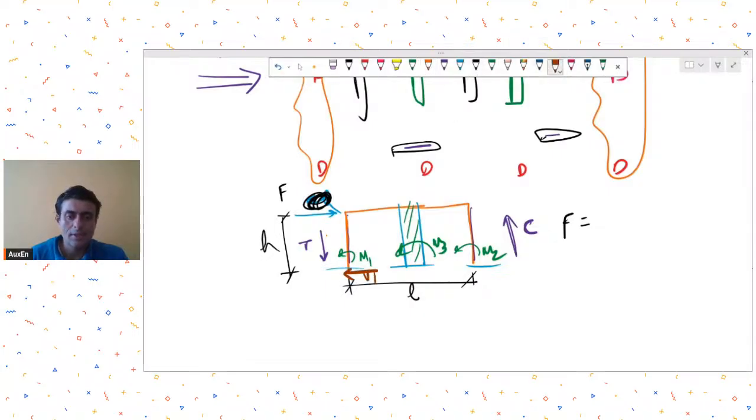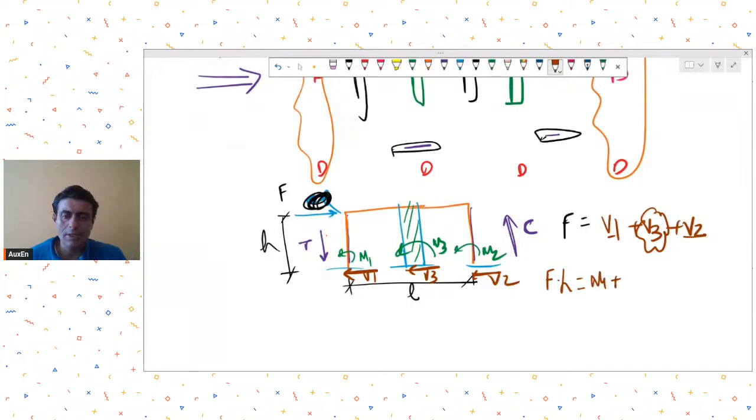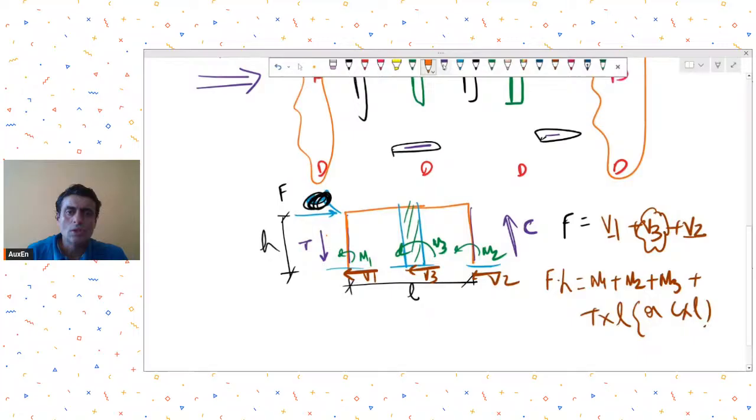So let's say the shear developed is V1, V3, V2. So your lateral force will be equal to V1 plus V3 plus V2. Now numerically this V3 will be of a significantly larger value as compared to V1, V2. And the overturning moment that will be created, F into H, will be equal to M1 plus M2 plus M3 plus T into L, or you may write it as C into L also. So this will also be a significant component.